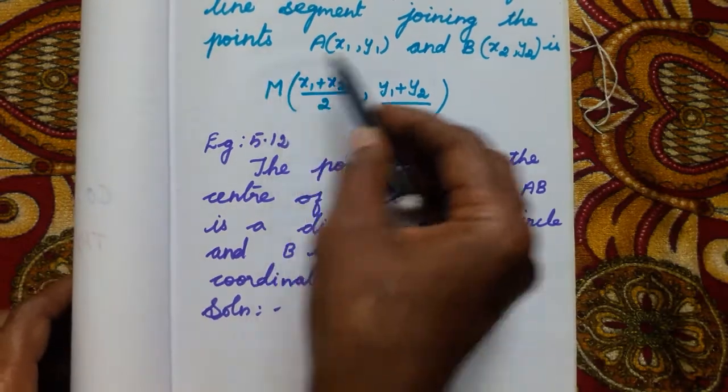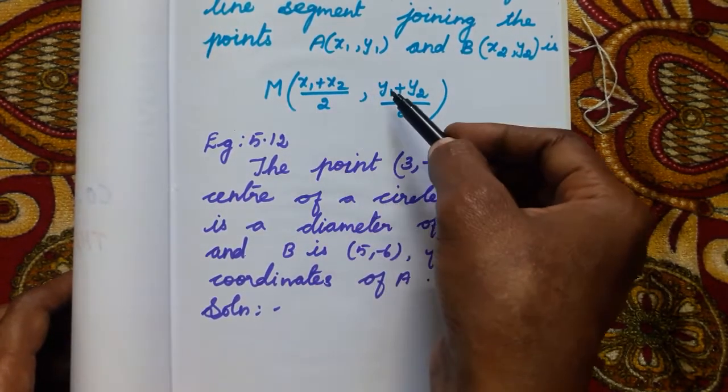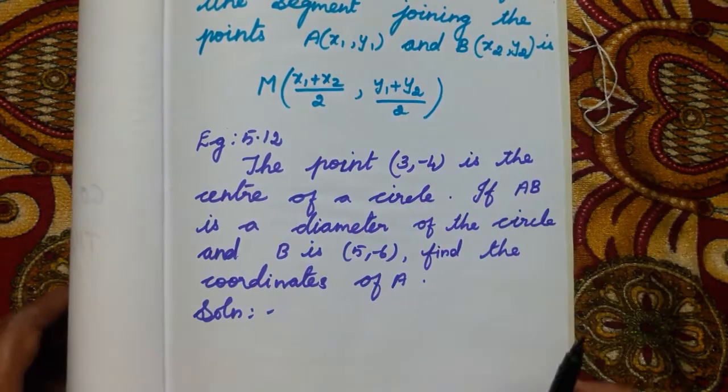You want to be thorough with the formula. Midpoint is equal to ((x1 plus x2) by 2, (y1 plus y2) by 2).